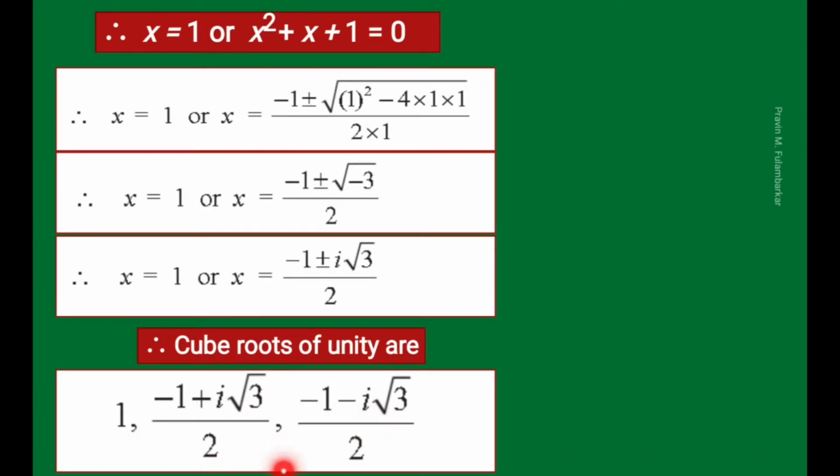That means we get these three values. Always remember, when the equation has highest degree 3, we get 3 solutions. When you solve the quadratic equation, the highest degree is 2, so you get 2 values for x. So we get the cube roots of unity. We have to remember these 3 values, and these 3 values are the roots. Roots means solutions. That means these 3 values satisfy the given equation.